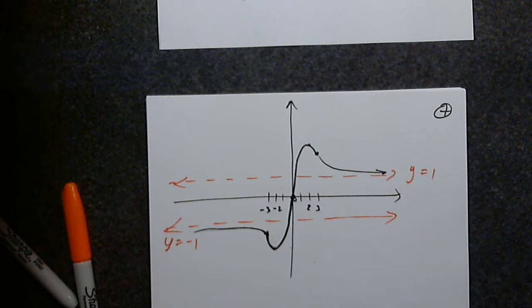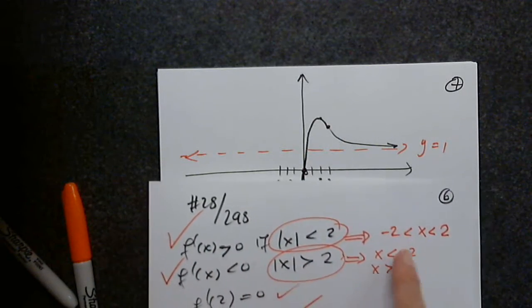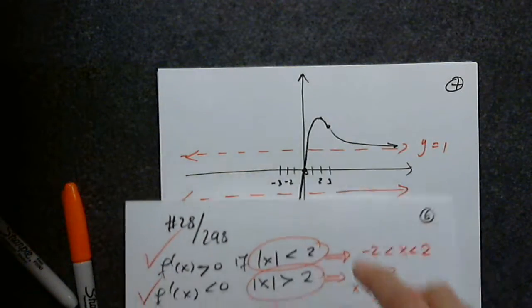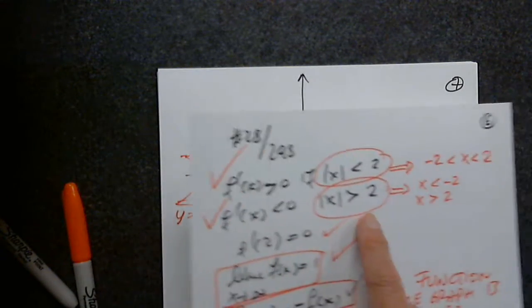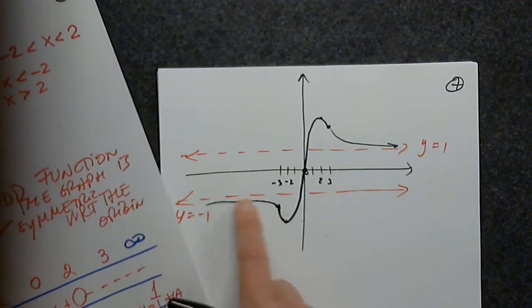So now we can go back and double check everything. It's positive between -2 and 2. It's increasing, yes. Between -2 and 2, the function is increasing. It's decreasing outside, yes. Decreasing outside.